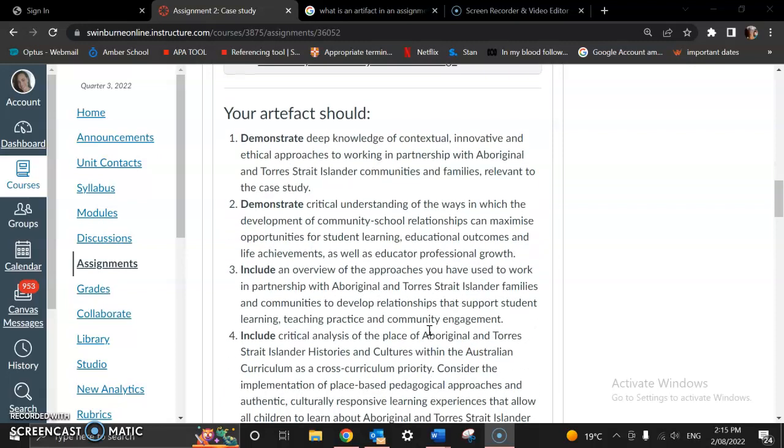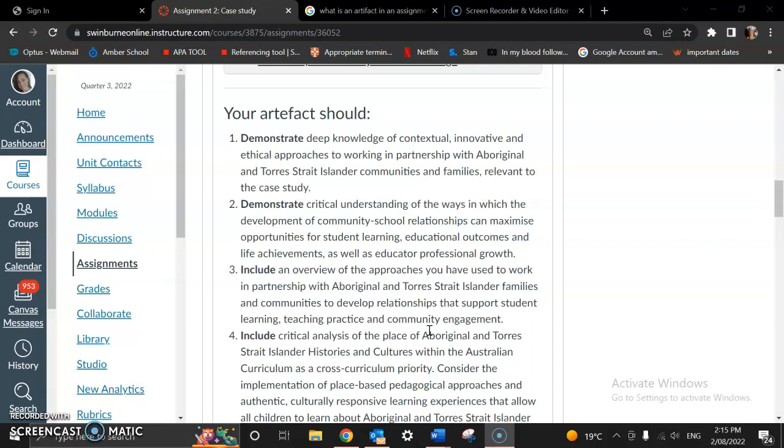In your artifact, depending on what type of artifact you choose to include and create, you need to demonstrate knowledge of context, innovation and ethical approaches to working in partnerships with Aboriginal and Torres Strait Islander communities. This means you need to be respectful of what they can offer. You need to acknowledge that they're traditional custodians. You need to incorporate their accuracy into what you're teaching.